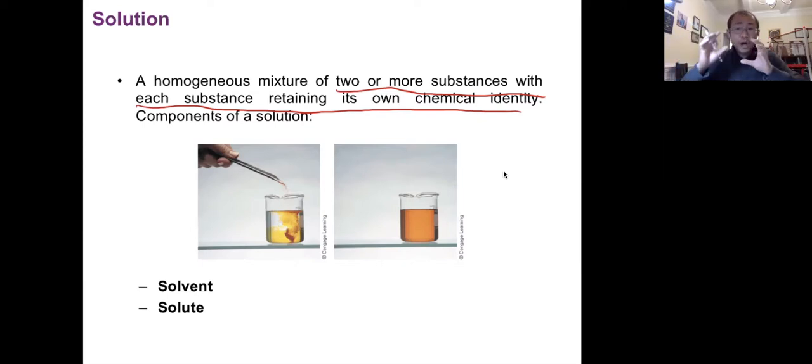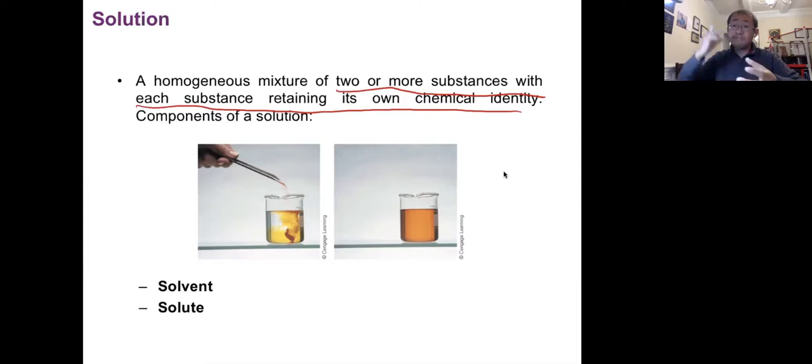So no matter how many substances are mixing together, you see one phase, and the components of the mixture do not react with each other. They will retain their own chemical identity. That is what a solution is. Of course, a solution is a homogeneous mixture, but in this chapter, we give it a new name, solution.